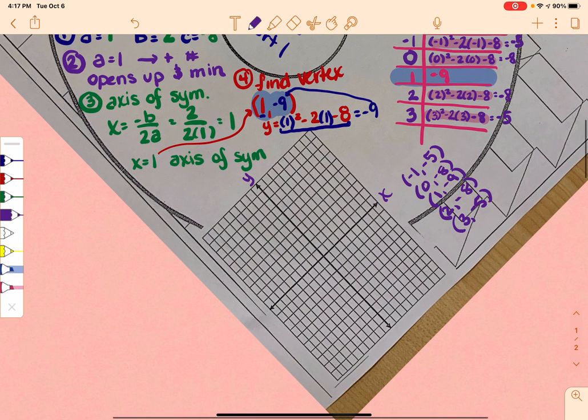So I'm going to go through and go ahead and graph it. So I have 1, negative 1, negative 5, 2, 3, 4, 0, negative 8, 1, negative 9, 2, negative 8, and 3, 5. Now you can see there's the mirror image ones, and there's your vertex. So then you can go ahead and draw your line through that.